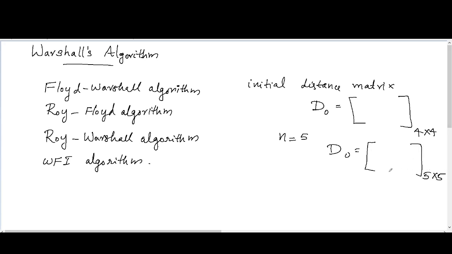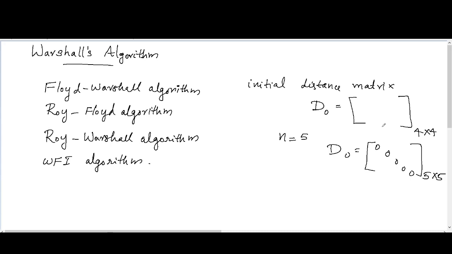Now it represents the distance between every pair of vertices in the form of given weights. In the case of the initial distance matrix, we have to write the diagonal elements as 0, because that represents the self loop. That means the distance from one vertex to itself is always taken as 0. So all diagonal elements are taken as 0 in the initial distance matrix.